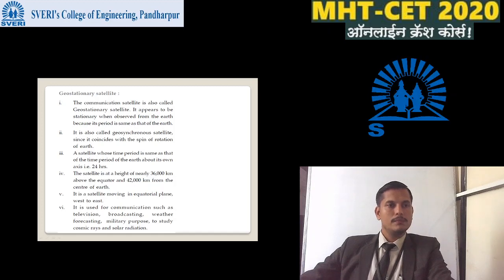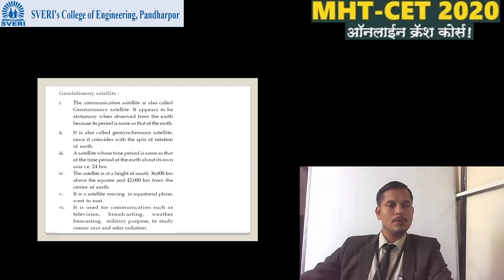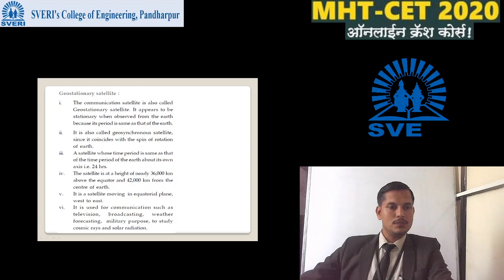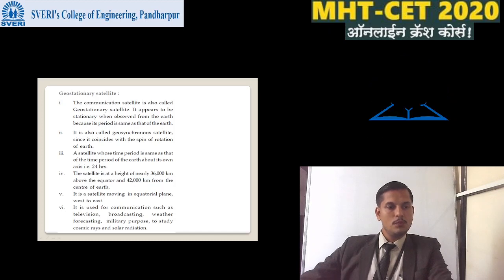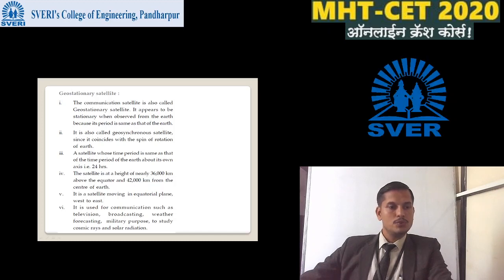So simply talking, a geostationary satellite is nothing but a satellite which is synchronized with the rotation of earth. A satellite whose time period is the same as the time period of the earth about its own axis, that is 24 hours. Its height is nearly 36,000 kilometers above the equator and 42,000 kilometers from the center of earth. It is a satellite moving in the equatorial plane from west to east. It is used for communications such as television, broadcasting, weather forecasting, military purposes, and to study cosmic rays and solar radiations.